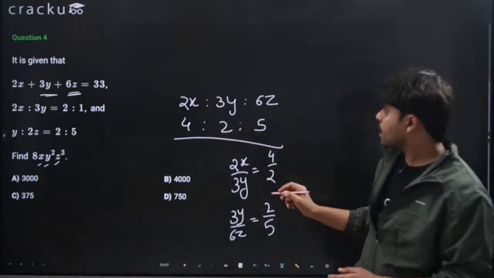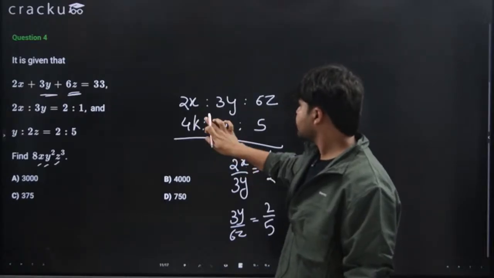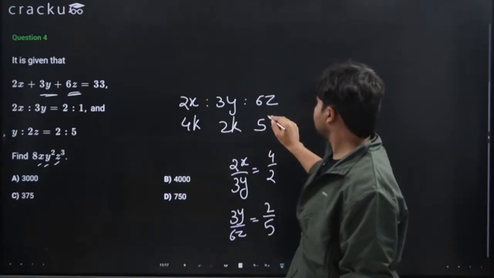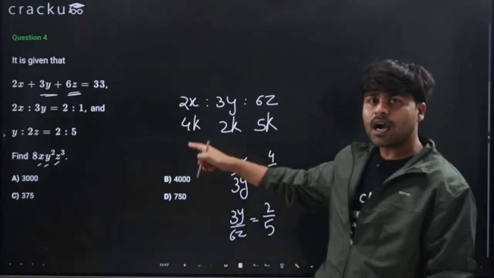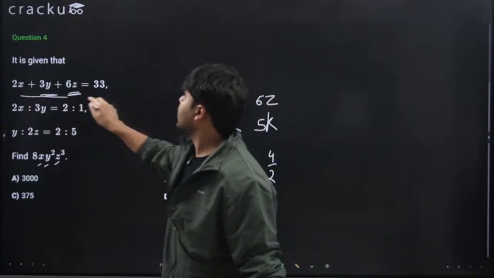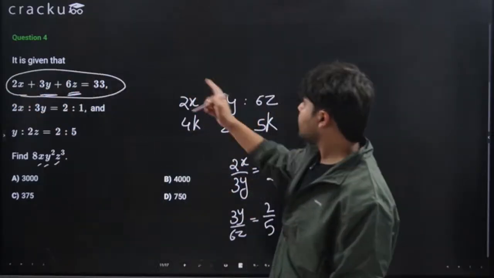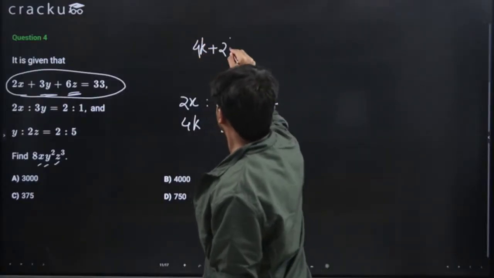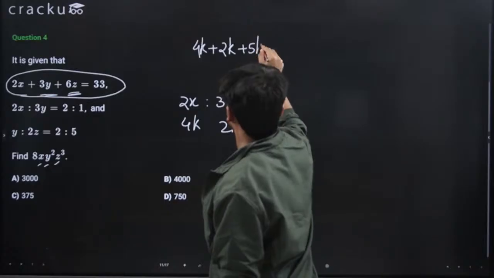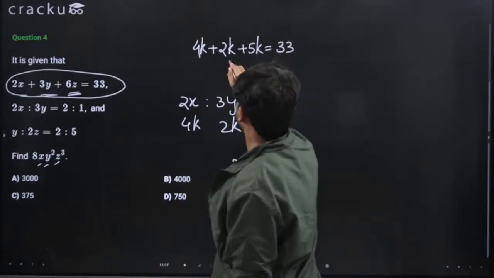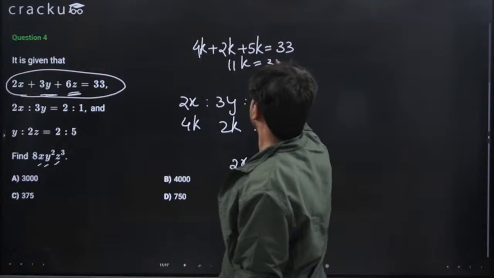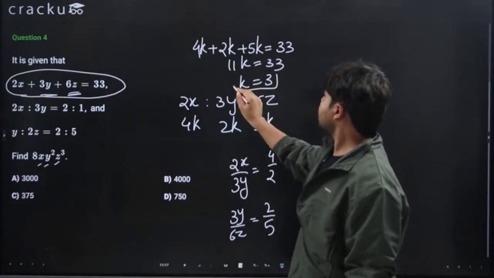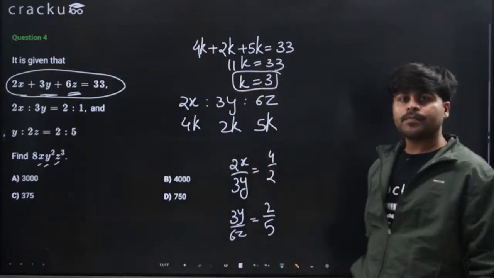The second step is to realize that 2x can be written as 4k, 3y can be written as 2k, and 6z can be written as 5k. After you do this, you see this equation right here. And you put the values. You will get 4k plus 2k plus 5k is equal to 33, or 11k is equal to 33. This means k is equal to 3. You got the value of k as well.